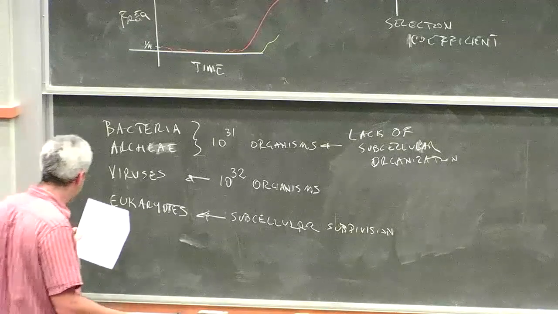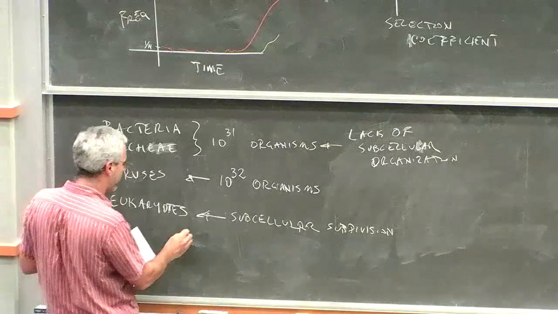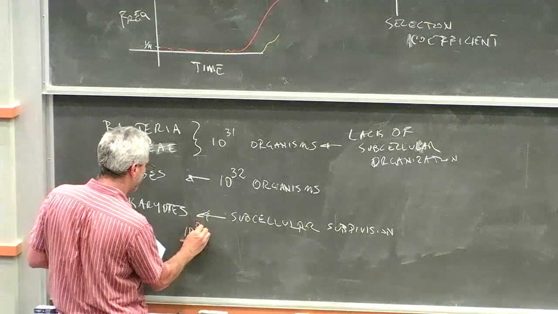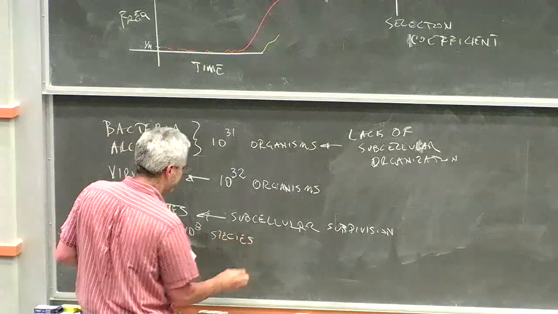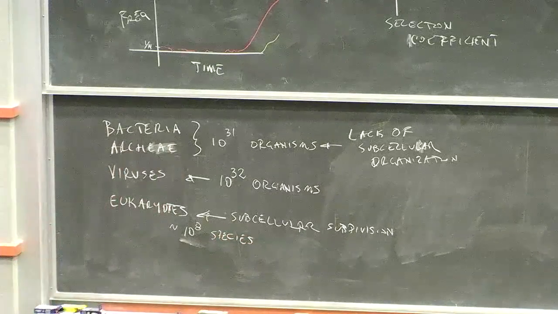And the number of eukaryotes, well, I couldn't find an estimate for the number of eukaryotic organisms, but people estimate there may be on the order of 10 to the 8th species. So if you want to guesstimate how many individual organisms there are in a species, you can guess as big a number as you want, but you're going to be many log orders below the numbers of bacteria and of viruses.